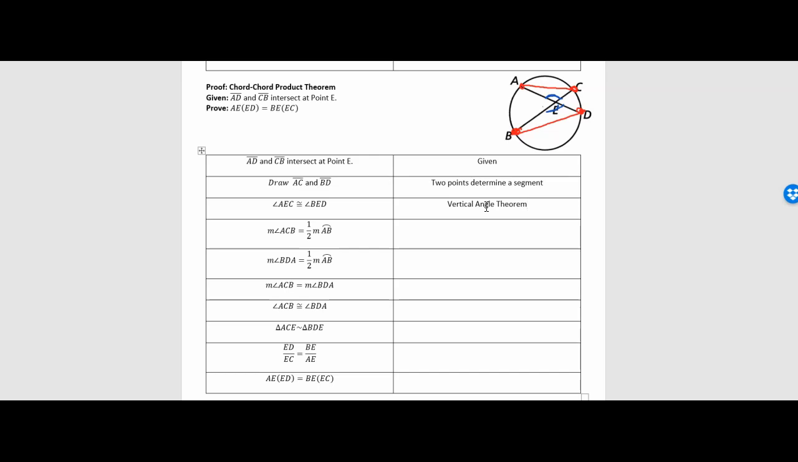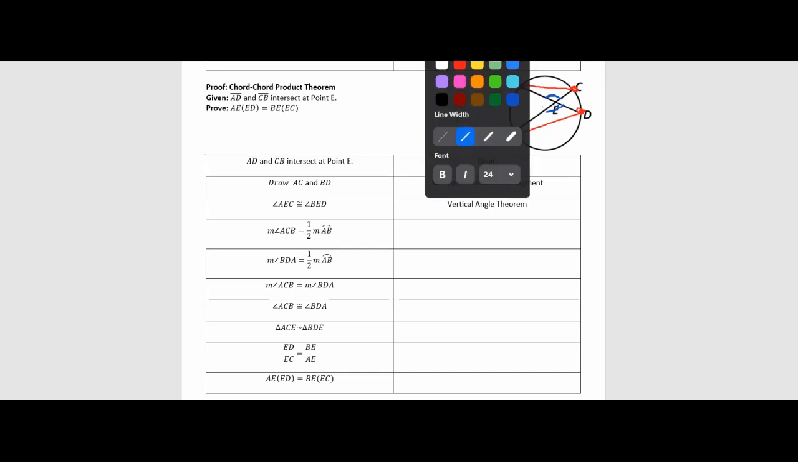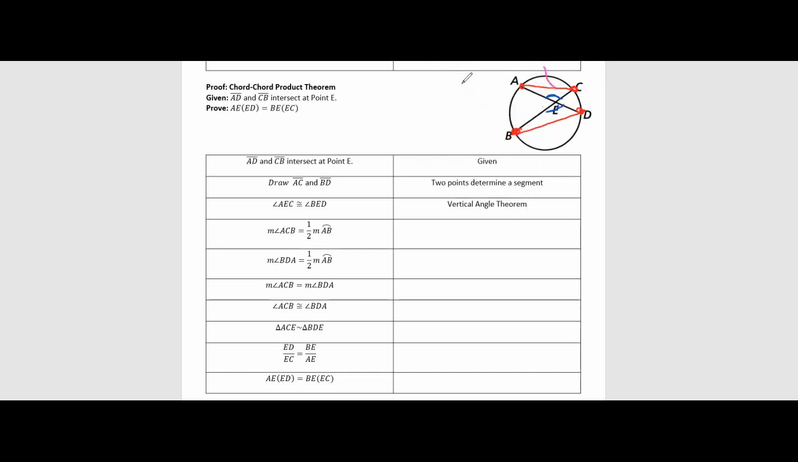Our next statement says measurement of angle ACB is equal to 1/2 the measurement of arc AB. So ACB is this angle right here. That's going to be equal to half of this arc. We know that by the inscribed angle theorem, right? ACB is an inscribed angle, so it's 1/2 the measurement of the intercepted arc.